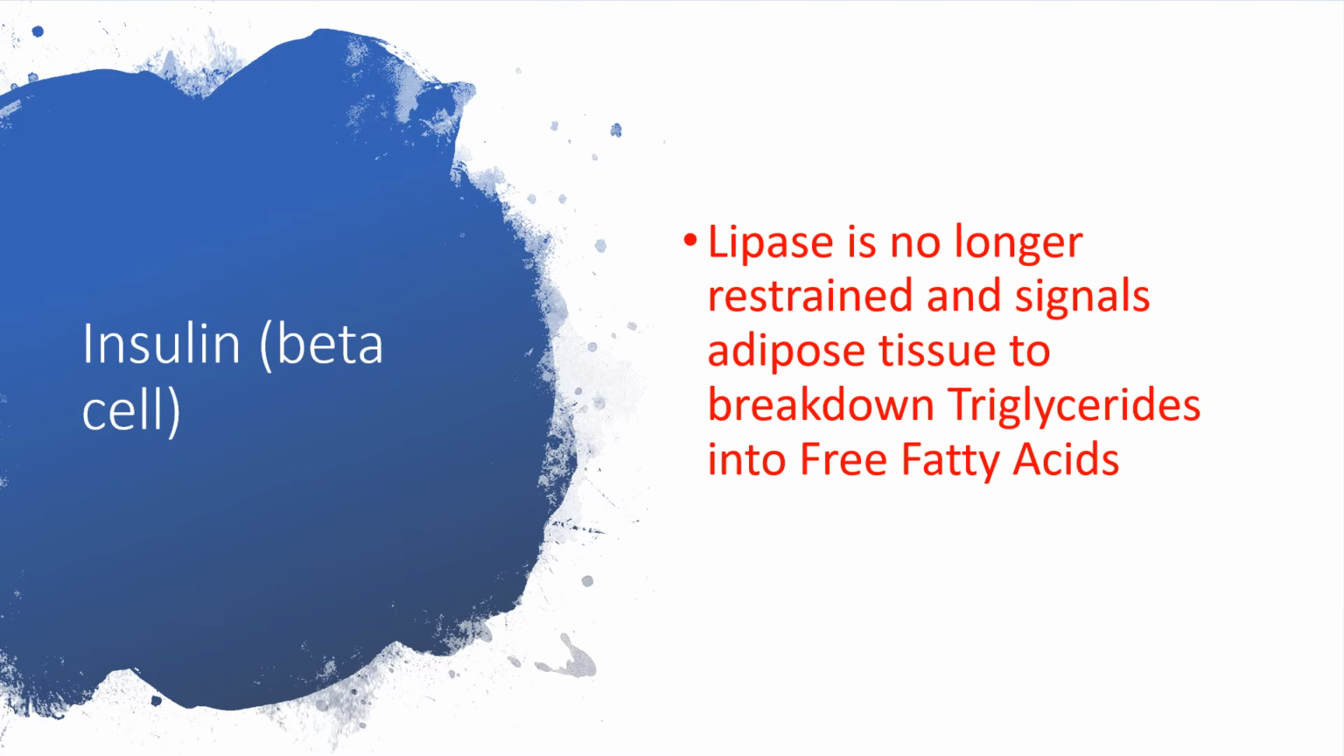Insulin is a hormone that is released by the beta cells. Now, the beta cells lie close in contact with the alpha cells in the pancreatic islets. And we know that insulin is the main player for getting glucose inside the cell for cellular metabolism of glucose. But it also has another very important function, and that is the inhibition of lipase from breaking down triglycerides into free fatty acids.